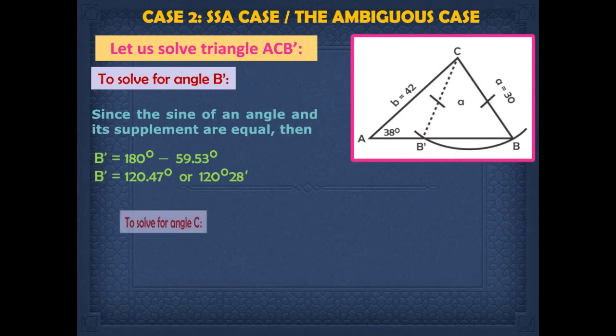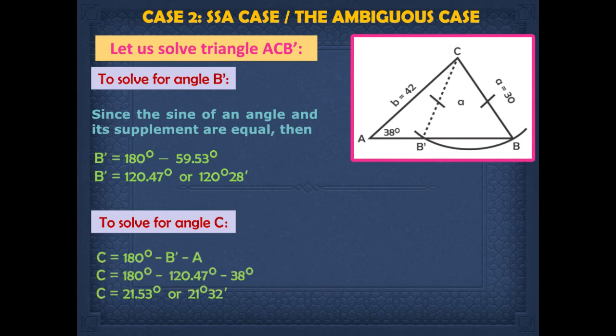Now let's try solving for angle C. Remember, we are solving for triangle ACB prime. We know angle A. Now we know angle B prime. So let us now solve for angle C. To solve for angle C, we have C equals 180 degrees minus 120.47 degrees minus 38 degrees. And that will give us a value of 21.53 degrees or 21 degrees and 32 minutes.